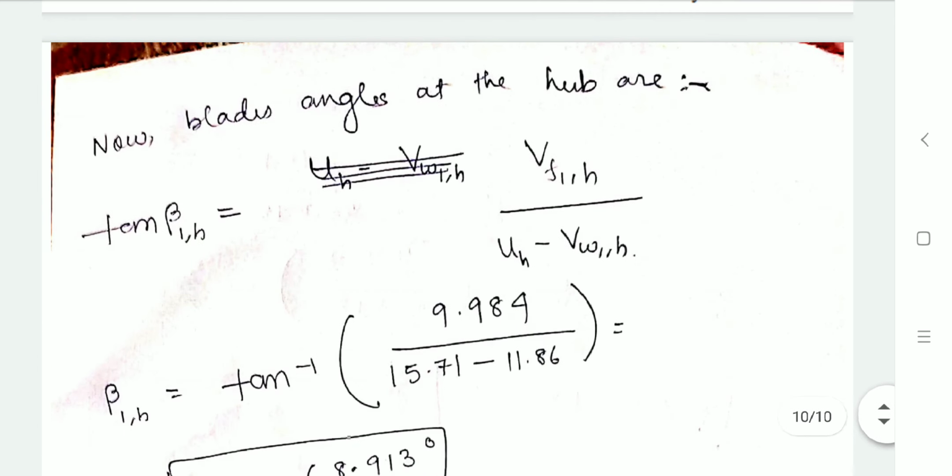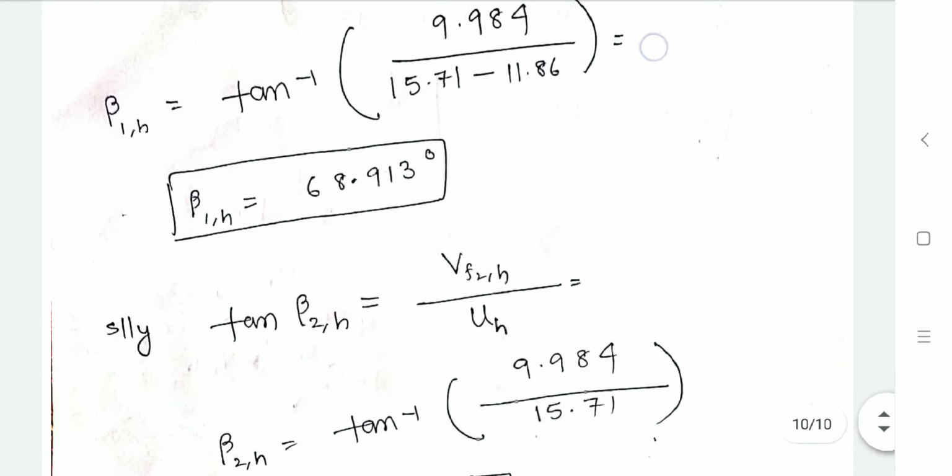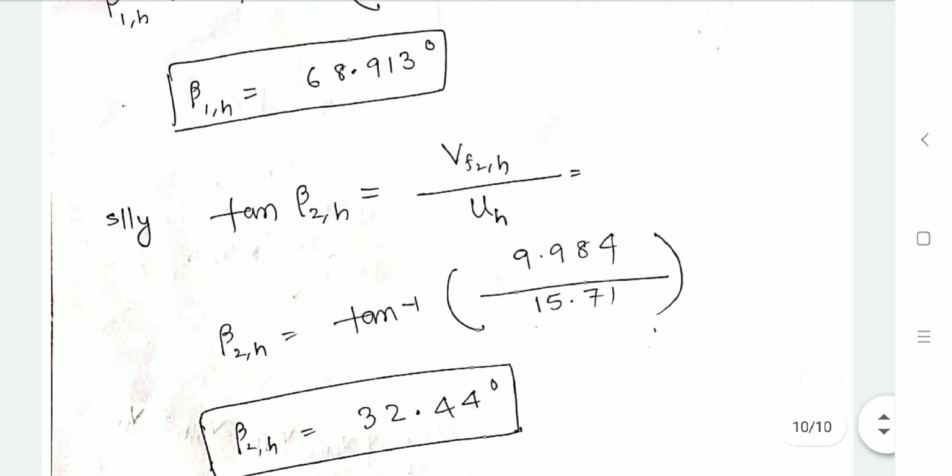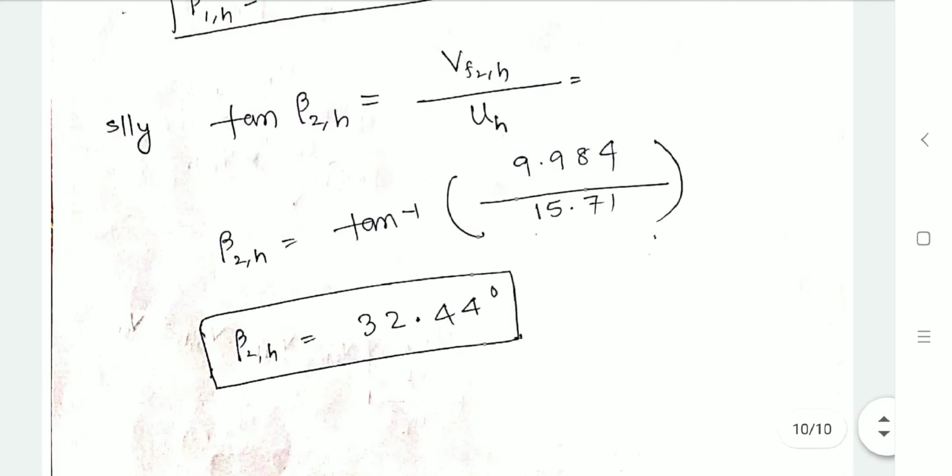Now the blade angle at the hub: tan beta 1h equals vf1h by uh minus vw1h. Substituting the values, beta 1h comes out 68.913 degree. And similarly tan beta 2h equals vf2h by uh, and beta 2h equals 32.44 degree.